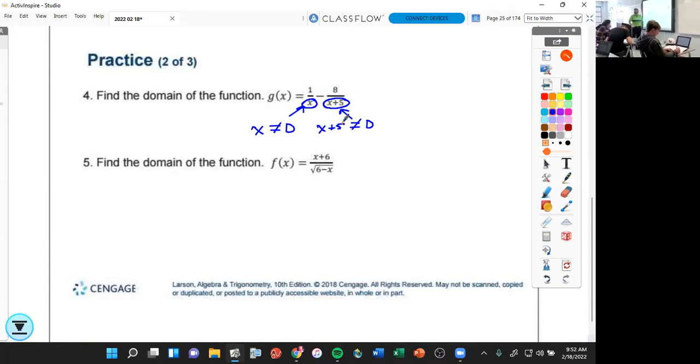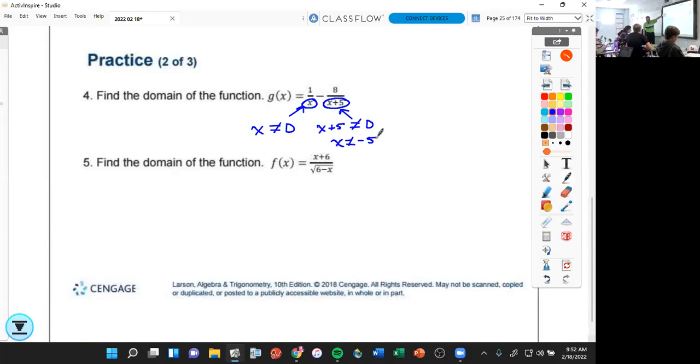Can you do anything with x can't be 0? Can you simplify that? No. X plus 5 can't be 0. Can you simplify that? X can't be negative 5. Okay. So the domain of this function would be all real numbers except 0 and negative 5.